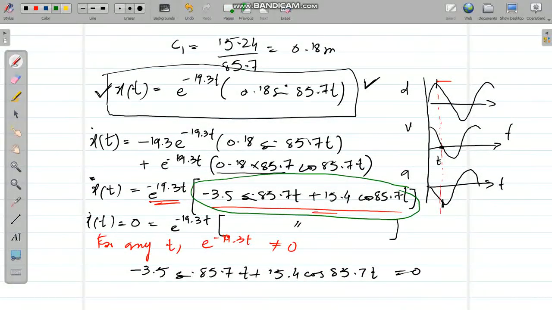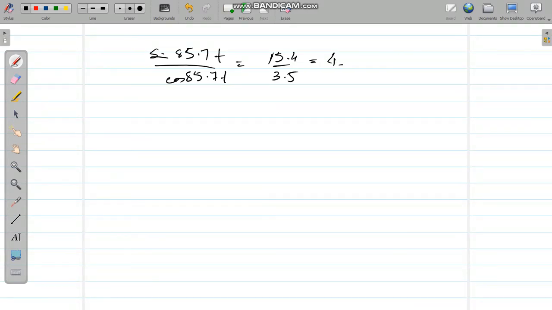So I just solve it. You take this term on the other side. I just write on the new page. So sine of 85.7 t divided by cos of 85.7 t. You take cos in the denominator on the other side, you get 15.4 divided by 3.5. So you get 4.4. Clear?